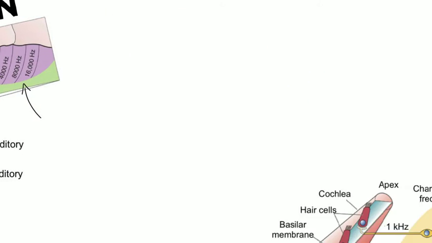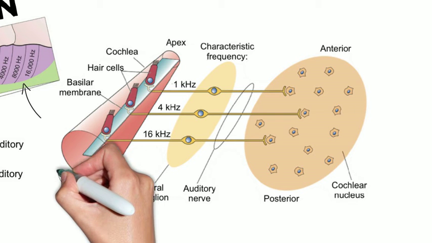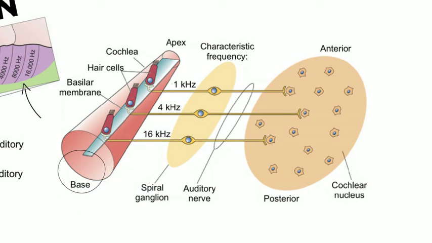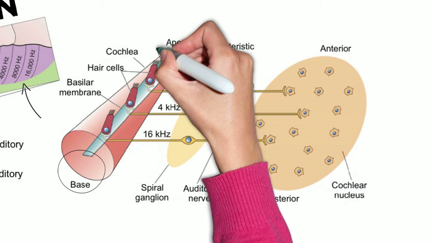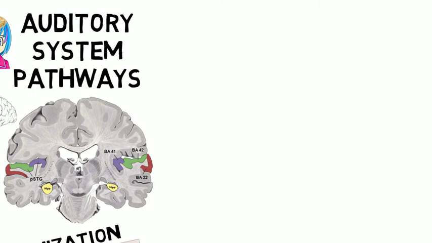This tonotopic organization originates in the cochlea. In the cochlea, high-frequency sounds vibrate closer to the base, whereas low-frequency sounds vibrate towards the apex. Localization of sound is an important factor for sound processing.